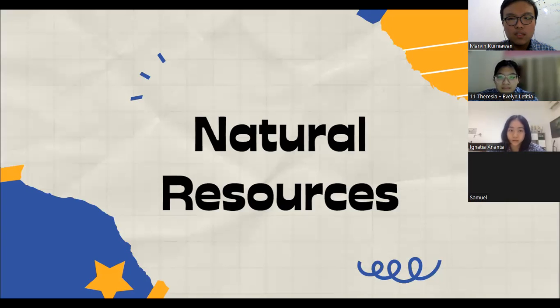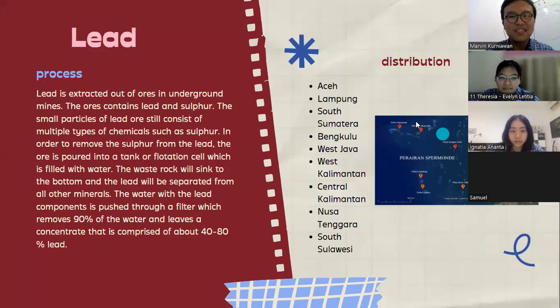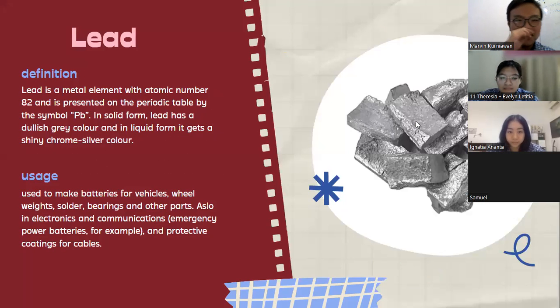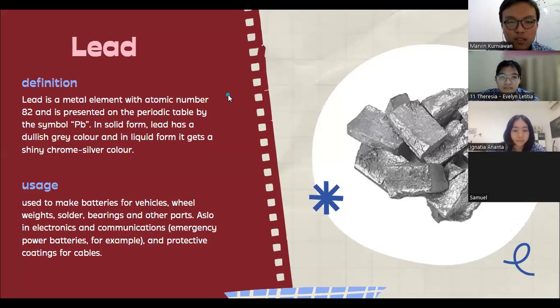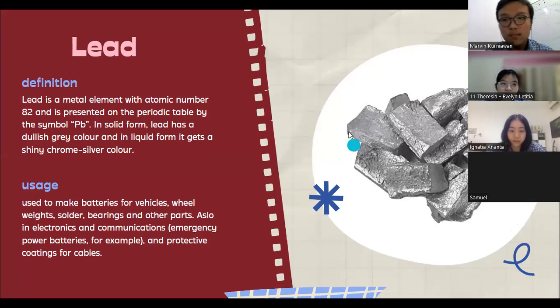resources. So the first one we have lead. So lead is a metal element with the atomic number 82 and is presented by Pb in the periodic table. In solid form, it has a gray color, and in liquid, it has a shiny chrome silver color. So it is used to make batteries for vehicles, wheels, weights, and other parts. Also for electronics and communications.